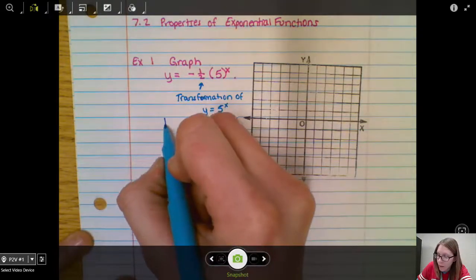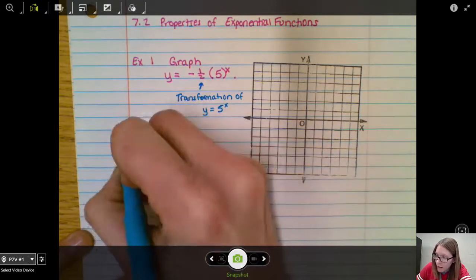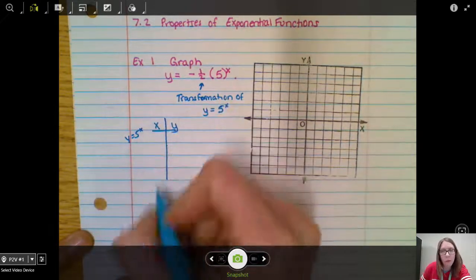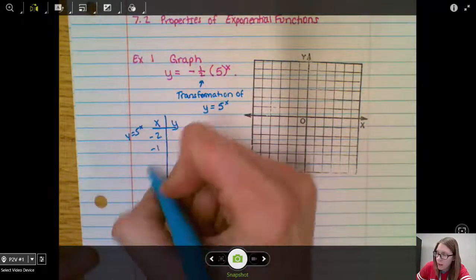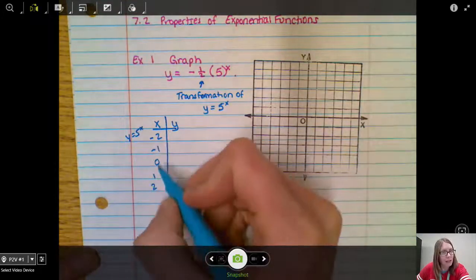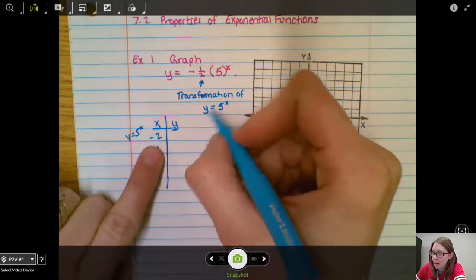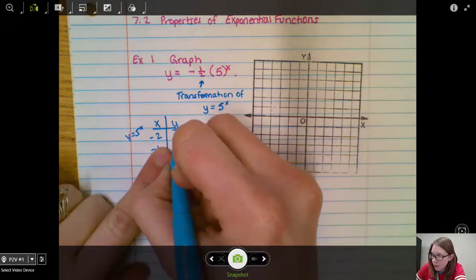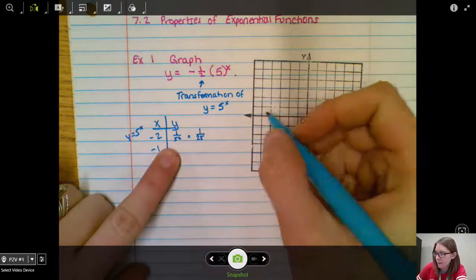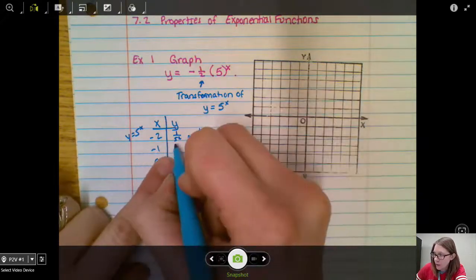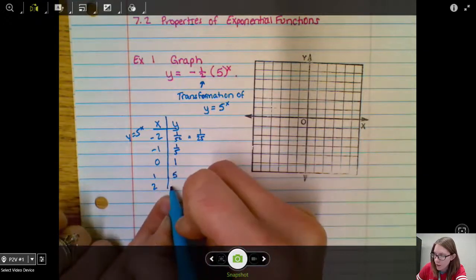So let's start off by making a table of that parent function, y equals 5 to the x, and then we'll transform our table from there. Anytime we have an exponential function that we're trying to graph, we want to use these x values, -2, -1, 0, 1, and 2. And then if we have 5 to the -2nd power, that really means 1 over 5 squared, or 1 over 25. 5 to the -1st power is 1 over 5. 5 to the 0 power is 1. 5 to the 1st, 5 to the 2nd.